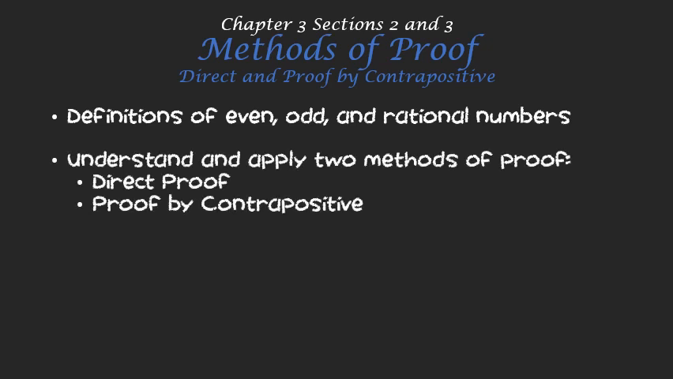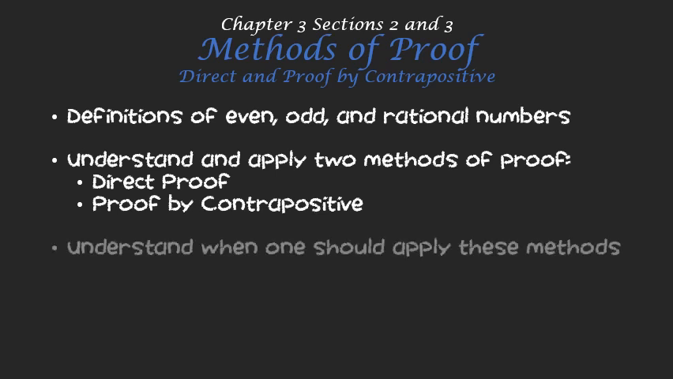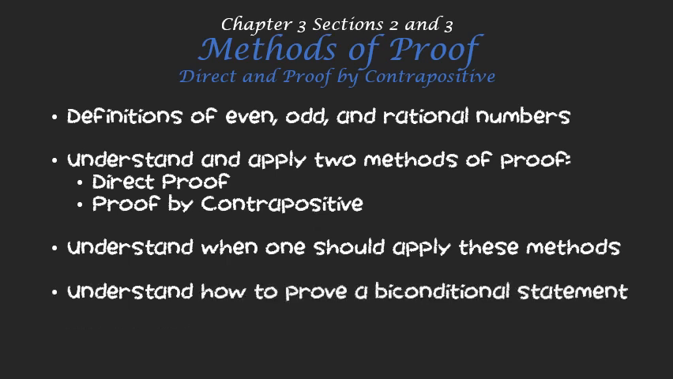And we'll cover these two methods of proof, direct proof and proof by contrapositive. We'll understand how they're done in general and how they're applied, as well as look at a few examples of these. And lastly, along the way, we'll talk about understanding when we should apply these methods. As well, we'll understand how to prove a biconditional statement. That'll involve both direct proof and potentially proof by contrapositive, well, really not at the same time, but working in tandem with each other. All right, let's get started.